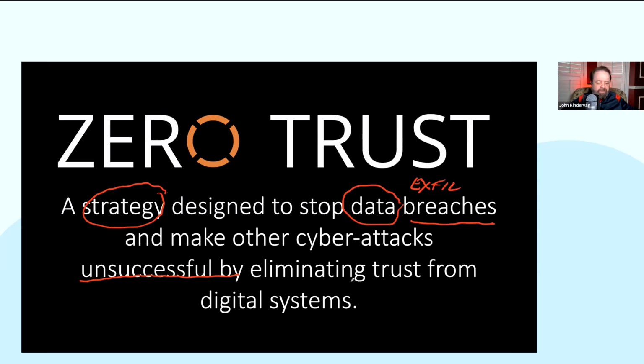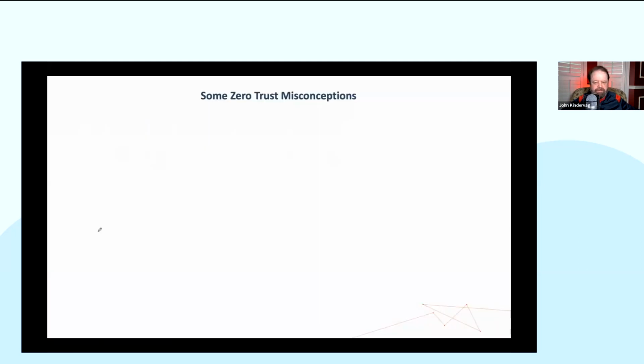And we do it by eliminating this silly thing called trust from digital systems. And all we're worried about is digital systems. That's the only thing we're talking about as it relates to trust. I love that. I love it.